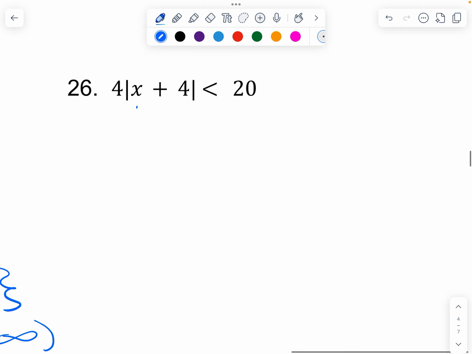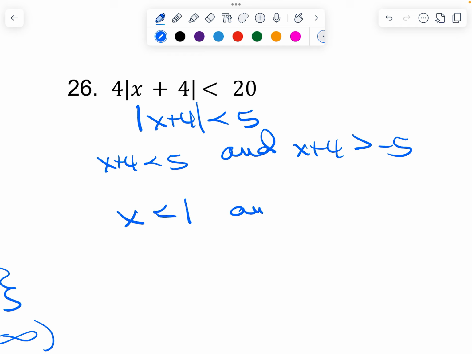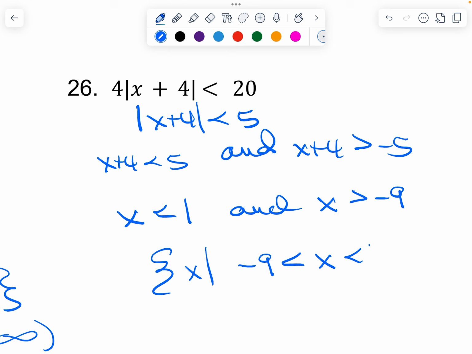Okay, divide by 4, get x plus 4 is less than 5, and x plus 4 is greater than negative 5. So x is less than 1, and x is greater than negative 9. Okay, so the lowest number is negative 9. The highest number is 1.